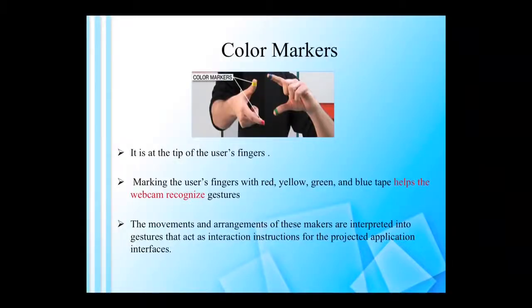Next, coming to color markers. These are tape-like structures placed on the tips of our fingers. Here we use four tapes of different colors: yellow, red, green, and blue. They are marked in different colors so that the webcam or camera can understand the gestures. The movements and arrangement of these markers are interpreted into gestures that act as interaction instructions for the projected application interfaces.